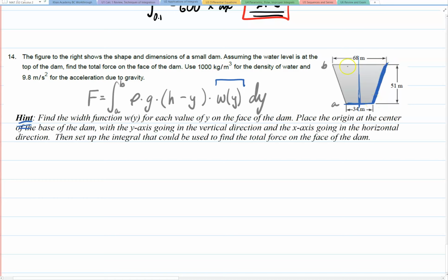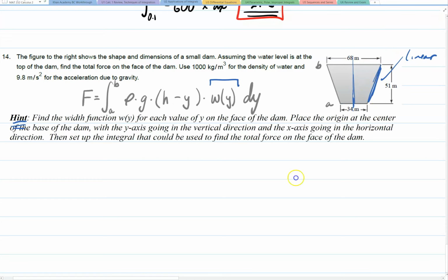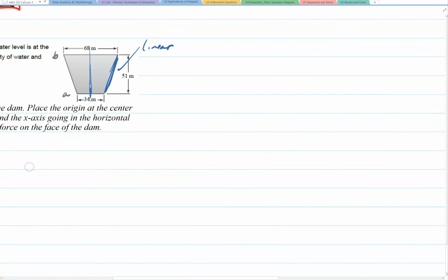Now right now we're dealing with a trapezoidal face, so this right side edge is linear. But it's entirely possible if the dam itself was quadratic in shape, we might have a quadratic equation here, or if it was any other equation for that matter, we can investigate it that way too. But this is a linear equation, so we'll go ahead and establish that first.